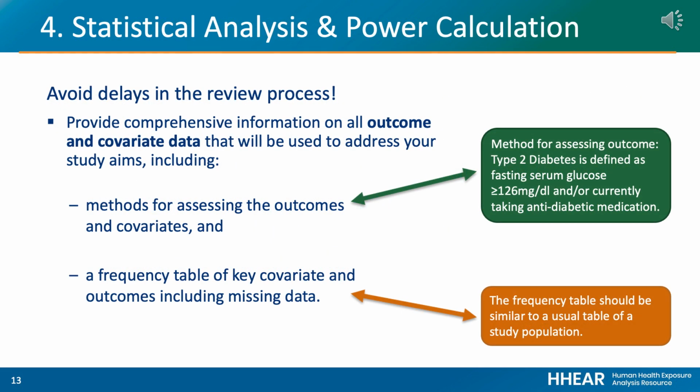Finally, the fourth element of a high-quality application is a description of the covariate and outcome data, a statistical analysis plan, and power calculation. The information on outcome and covariate data is critical to the evaluation of your application. The Data Center will assess suitability of the methods for assessment and the degree of missingness of the data for achievement of your study aims. If you do not provide this information for all outcome and covariate data, or an explanation of why this information is not available, your application will be delayed in the review process.